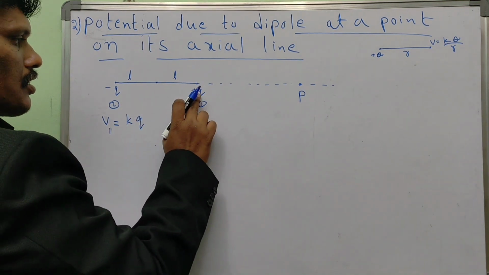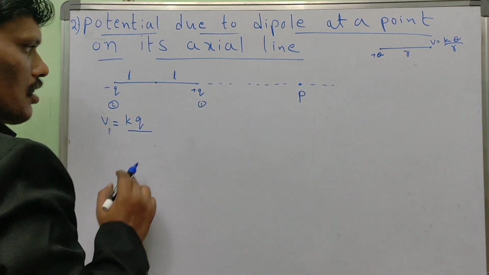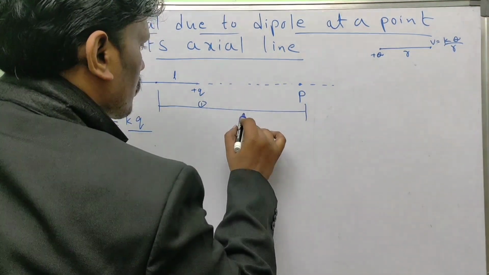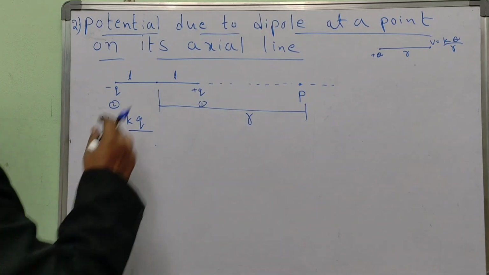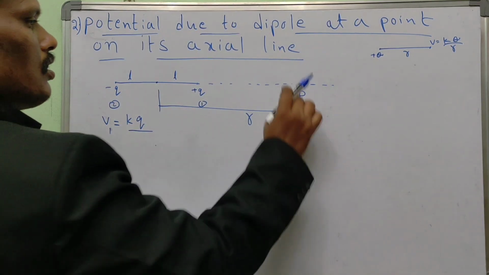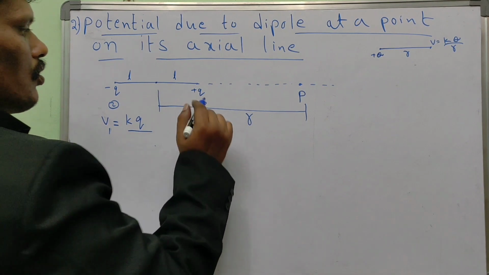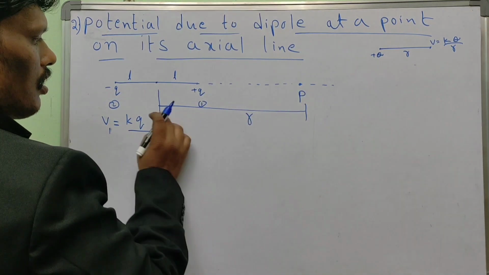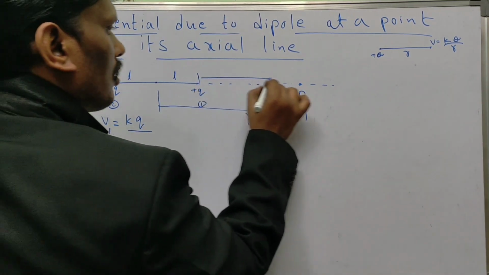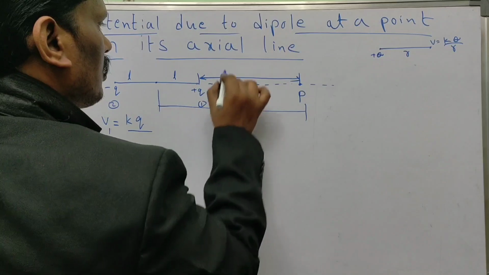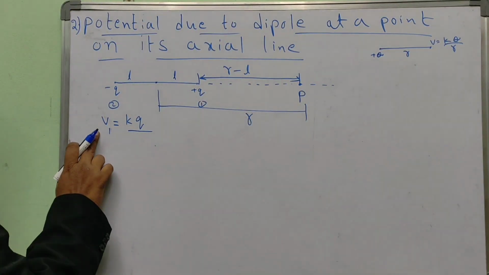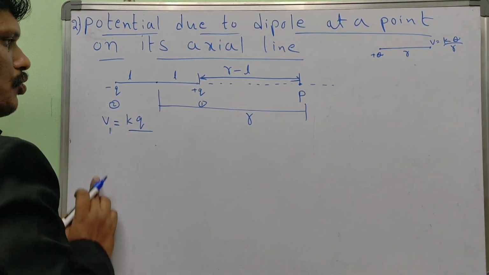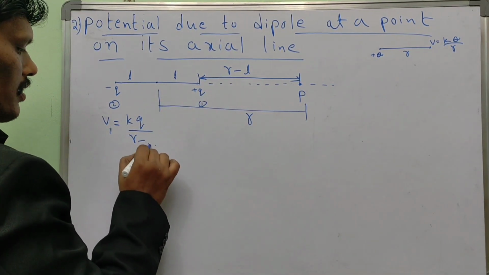K into charge is Q, and what is the distance of the point from the charge? I'm going to consider the point is at a distance R from the dipole, meaning from the center of the dipole. Then what is the distance of the point from the plus Q charge? From R, subtract L. You are going to get this distance, that is R minus L. That is V1, the potential due to this charge at point P: K into this charge Q by the distance R minus L.